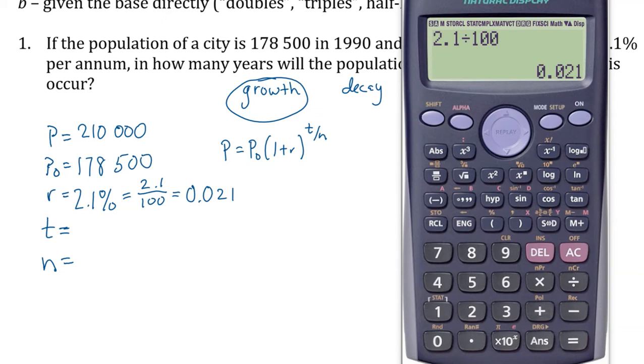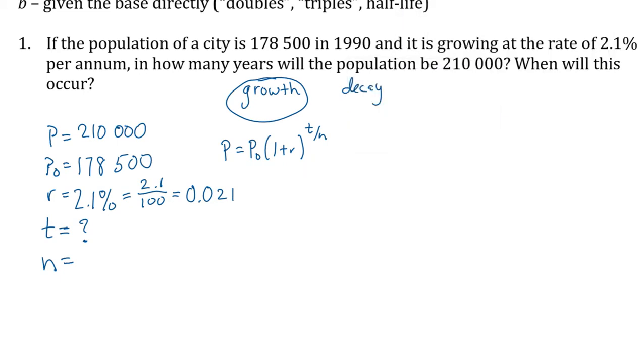What's T? What we're trying to find. So I'm going to put a question mark. And what's N? Anybody know, Evan? It's 1. If it's not 1, then it's going to be a bit more obvious. If there's no number, then it's just 1. It says per annum, per year. Annum is a Latin term for year. And so it means once a year, not every 3 years or every 5 years or 10 times a year. If it was one of those things, then you would have to consider what N is. But it just says per year, each year, once a year, so N is 1. Okay?